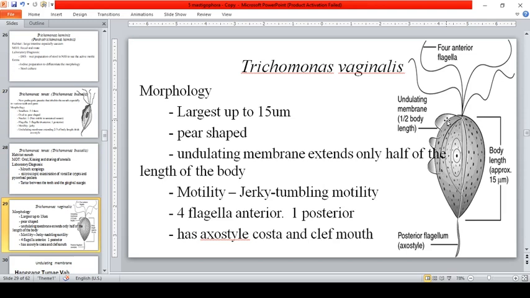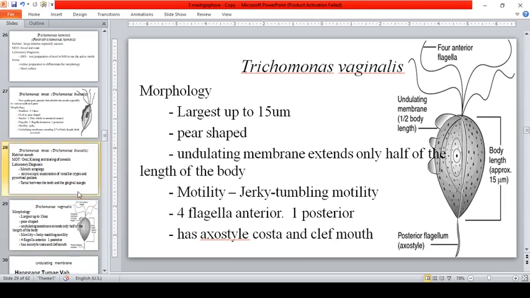Okay? So, motility: jerky tumbling motility, just like the others. It has 4 anterior flagella and 1 posterior flagellum. Okay? So, it has an axostyle, costa, and cleft mouth.